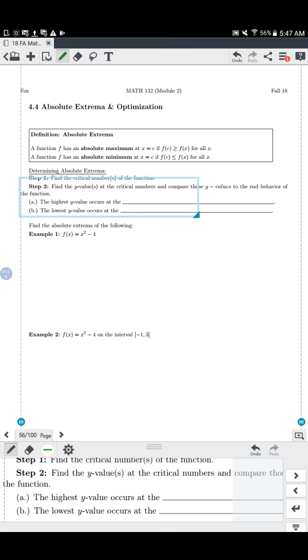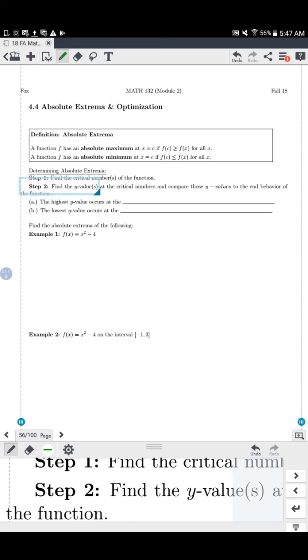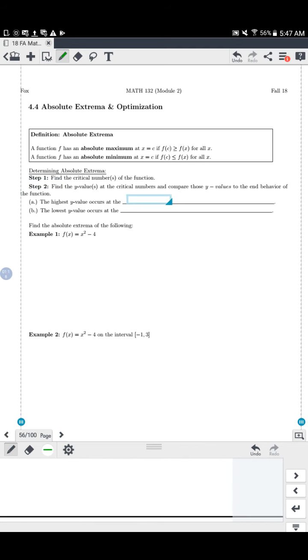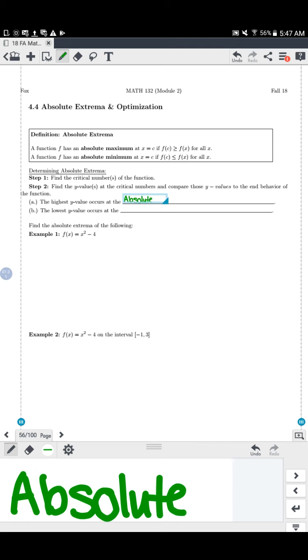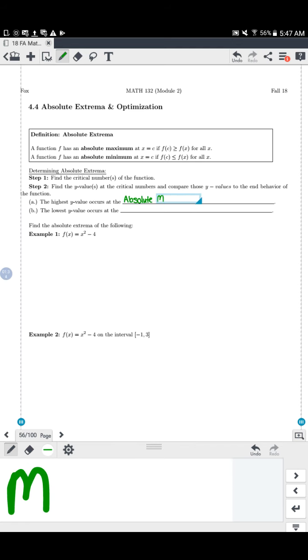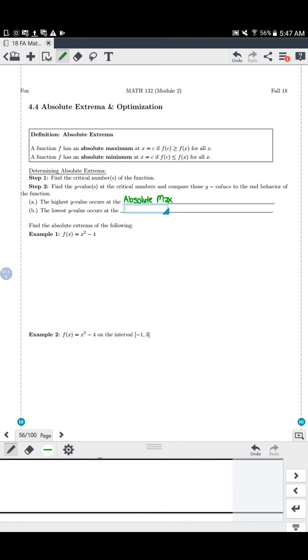We want to compare the y values of the critical numbers to the y values of the endpoints or the end behavior. So we don't necessarily need to make a sign chart anymore unless we're not given endpoints or end behavior. And we'll see that in a second. And we just want to remember the highest y value that we get when we compare our critical numbers, where those relative extrema are, to the endpoints. The highest y value, we're going to call that the absolute max. And opposite there, the lowest y value, we'll call it the absolute min.